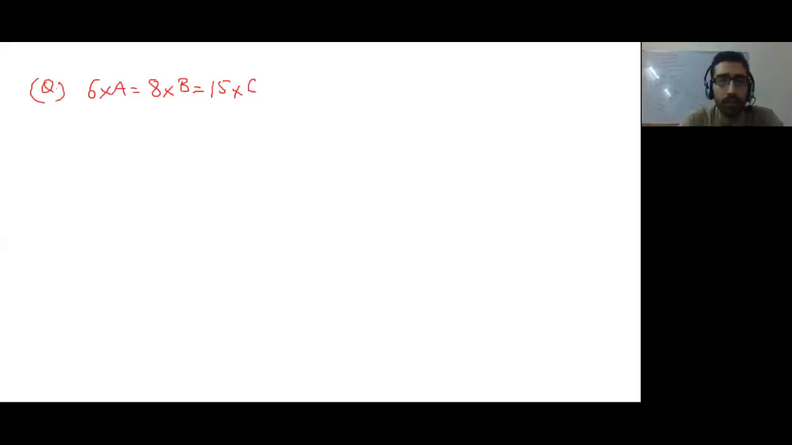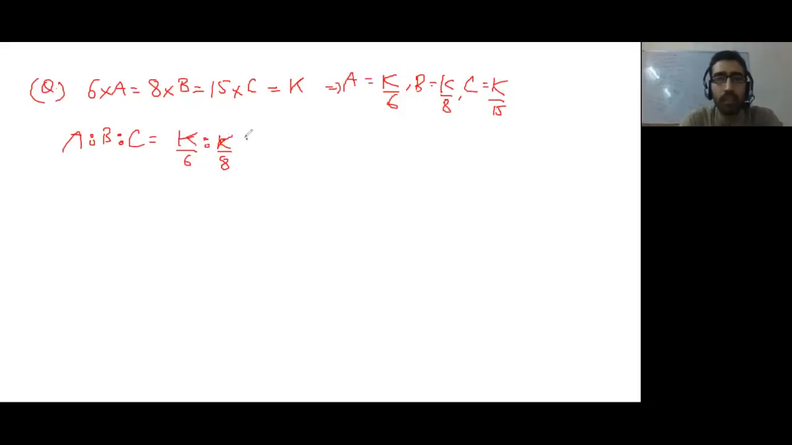I cleared the board, but we've done a question on the board. And it is similar because if I assume all three are equal to K, 6 times A's salary, 8 times B's, or 15 times C's salary is equal to K, then of course I get A equal to K by 6, B equal to K by 8, and C equal to K by 15. And therefore A is to B is to C becomes K by 6 is to K by 8 is to K by 15. And you can cancel out K.